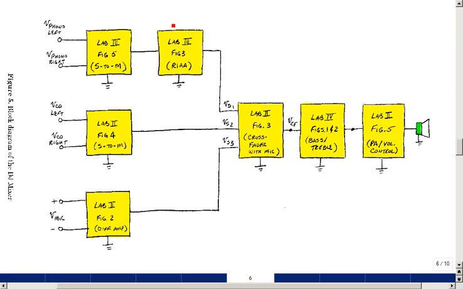And then we designed the RIAA equalization circuit. And we fed that into our crossfader. What we'll be adding this week is a bass and treble control to the mixer, and this is going to get us pretty close to our final system.